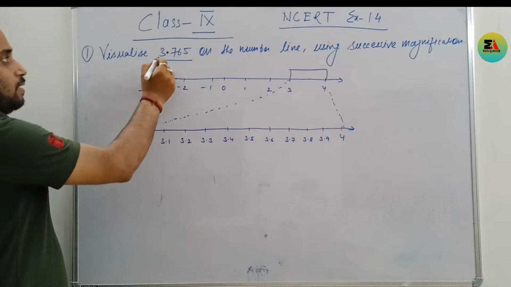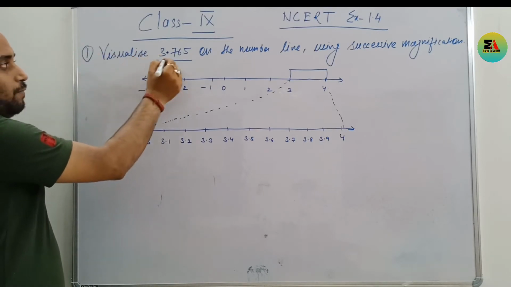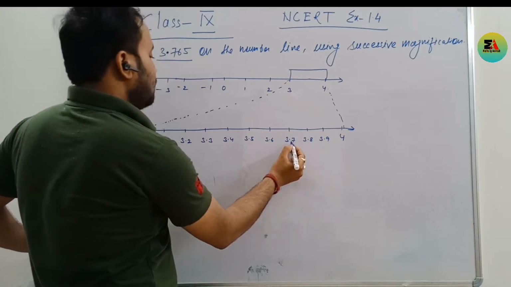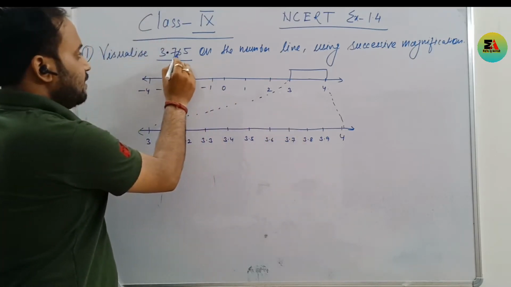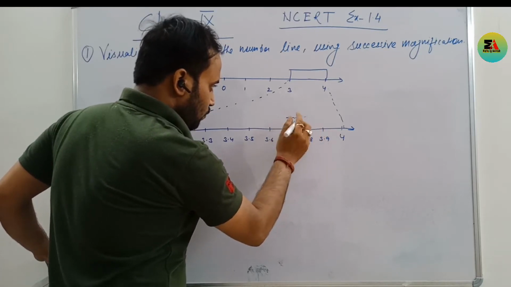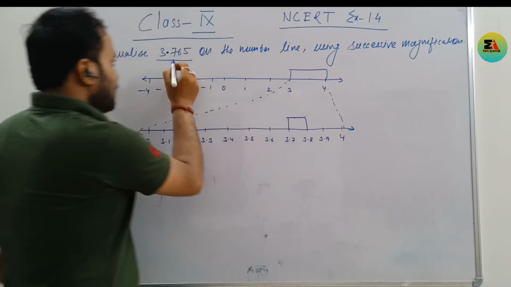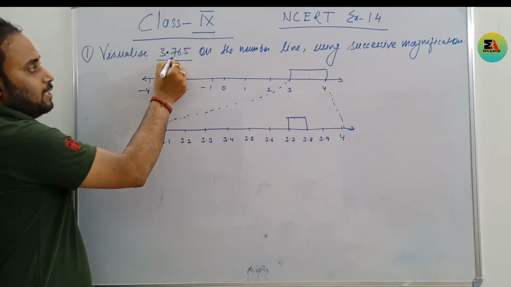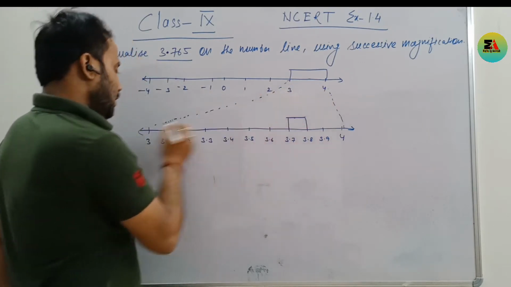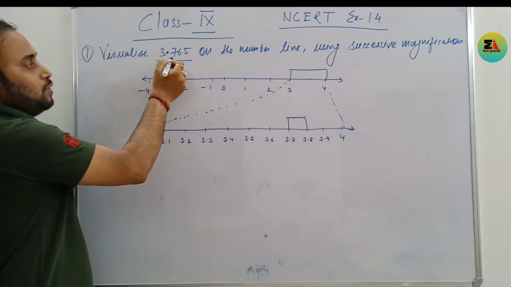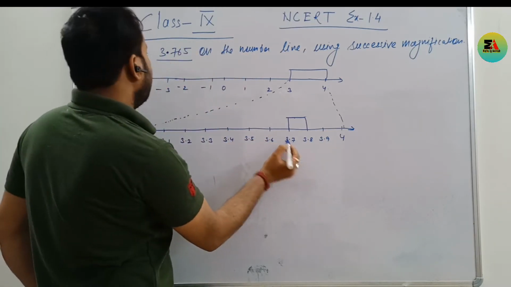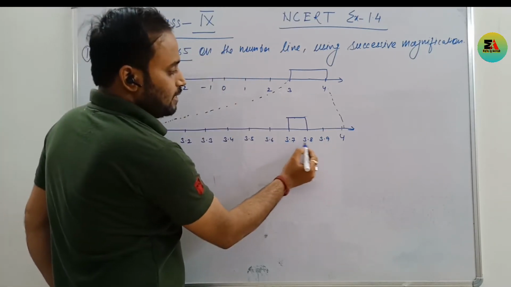Now see, next what we do is take this 3.7. Now see, 3.765 lies between what? These numbers: 3.7 and 3.8. You just have to check and proceed one by one. First we visualize that the number lies between 3 and 4. Next we have to visualize or magnify 3.7, since 3.765 lies between 3.7 and 3.8.